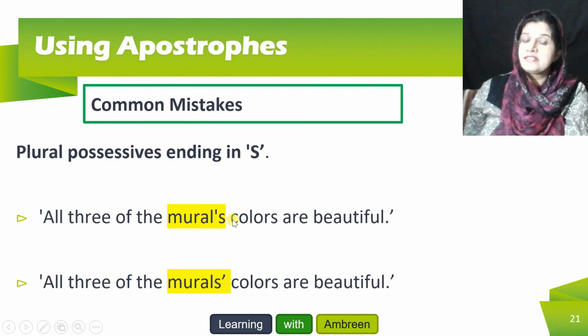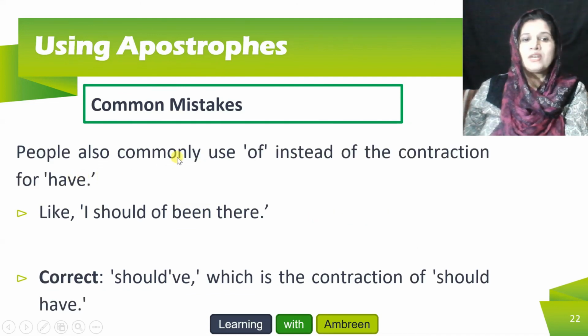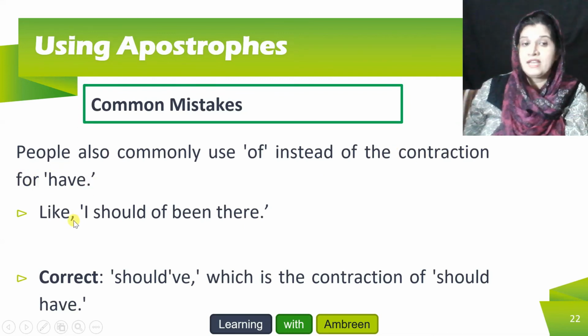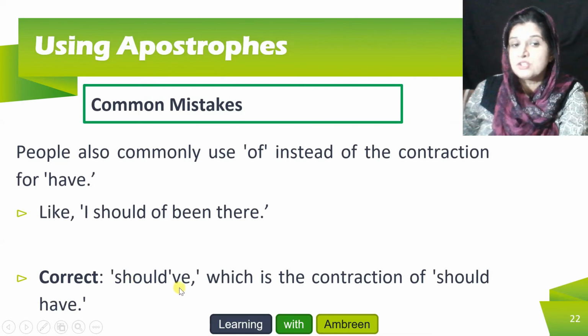There are certain words which become plural by adding s, right? So in that case you will not add apostrophe s. In that case you will only add an apostrophe, like all three of the murals' colors are beautiful, right? Let's move. People also commonly use of instead of the contraction for have, like I should of been there or I should have been there. Which one is correct? Of course should have. So this is the common mistake which needs to be avoided. आपने should have use करना है, of use नहीं करना, ठीक है?